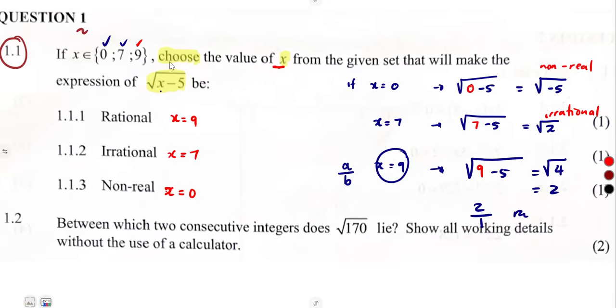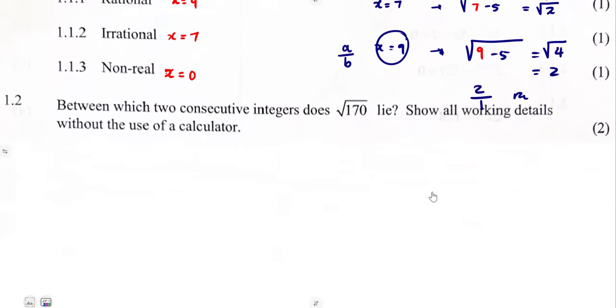So the question there was to choose the value of x. When x is 9, it's rational. Irrational for x is 7. Non-real for x is 0. All right, so that was it. Just a simple task that you were given there.